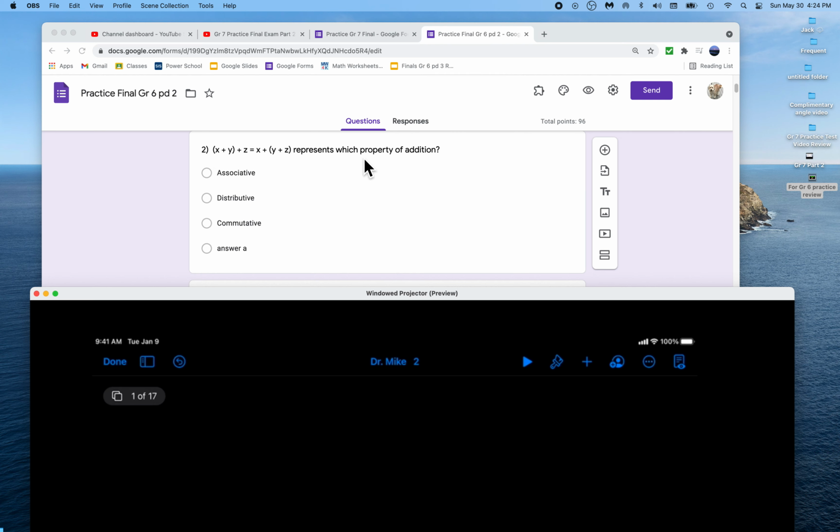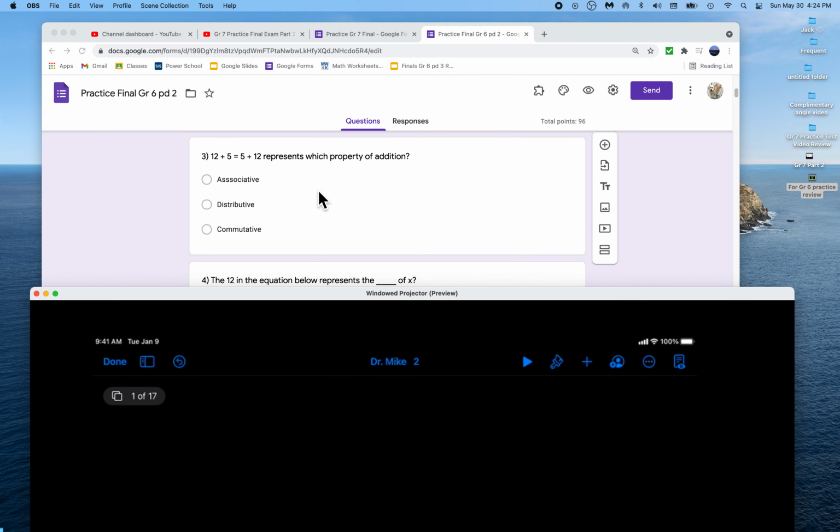This equation represents which property of addition? You see these parentheses? We consider x and y associates. If they're sitting together in the same room, they're associating with one another. That's how I think of it. So you're allowed with addition to put parentheses here and then switch them. I think about associates. That's the associative property.